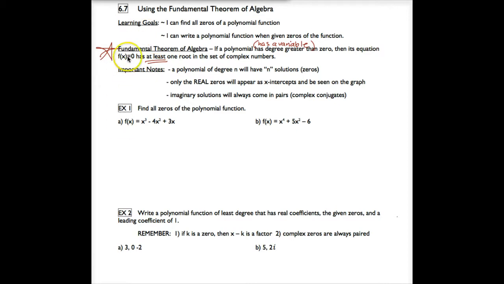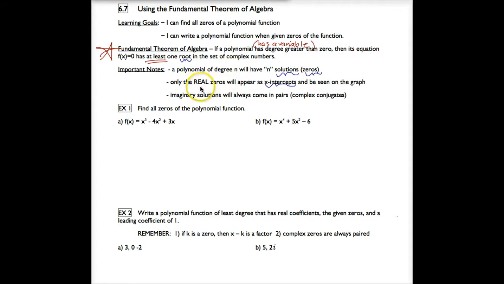Now, when we go further with the Fundamental Theorem of Algebra, we find out there's more to it than that. We find out that a polynomial of degree n should have n solutions. Remember that the words root, solution, zeros, x-intercepts, those are all synonyms for each other. So when we say a polynomial that has degree n will have n solutions, that means it'll have n x-intercepts, n roots, so on and so forth. So if it's degree 5, it should have 5 solutions.